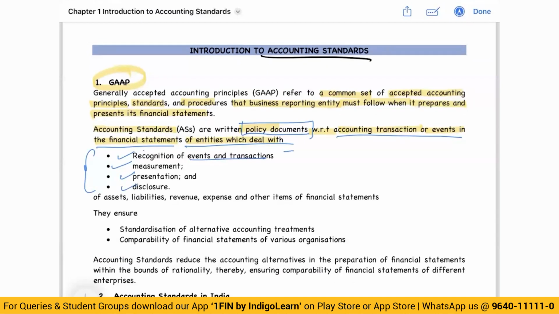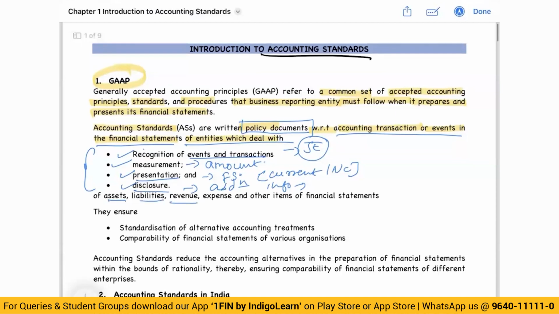Sir, what is recognition? This is when you pass the journal entry in the books, when you record a transaction or an event in the books, that is recognition. Measurement talks about at what amount you should recognize. Presentation talks about how you should present in the financial statements. A simple example could be presentation of current and non-current liabilities. Disclosure is what additional information has to be disclosed or shown in the financial statements or notes to accounts with respect to assets, liabilities, revenue, expenses, and any other item in the financial statements, that is largely equity. So that is what an accounting standard does.